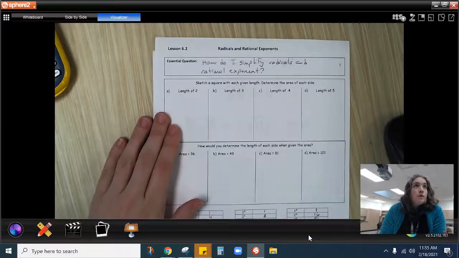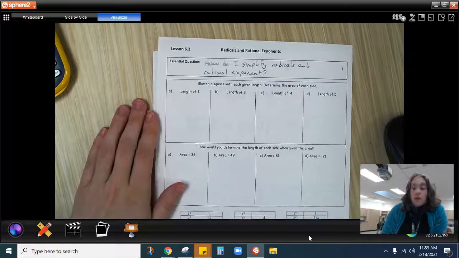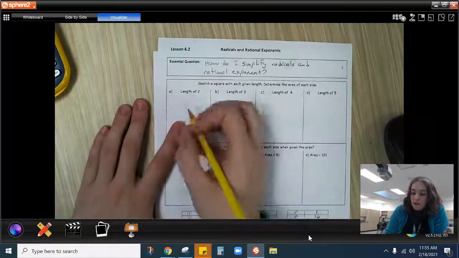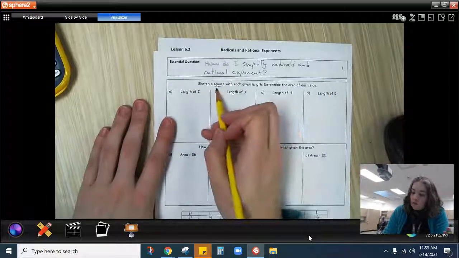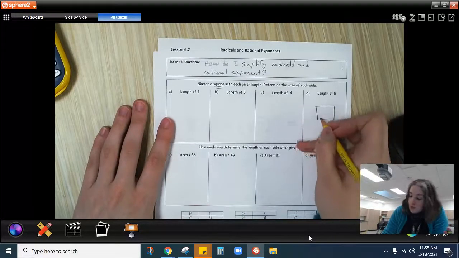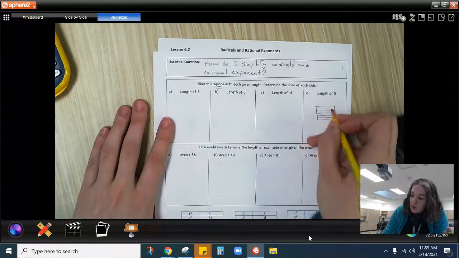Hello, algebra. So today we are looking at radicals and rational exponents. First things first, I want you to take a minute and sketch a square with each of the given lengths. All right, so I'm going to skip over here to a square. Remember, a square has to have the same numbers on each side. So I'm going to do 1, 2, 3, 4.